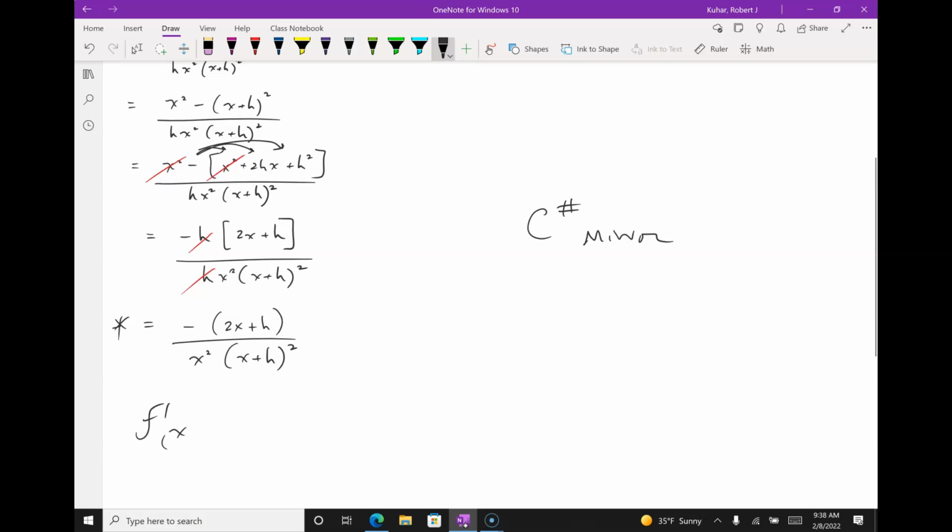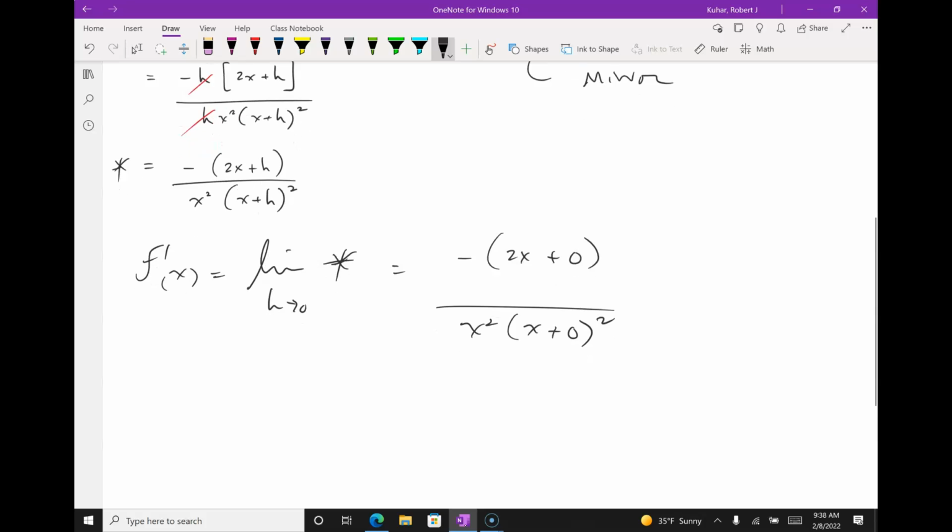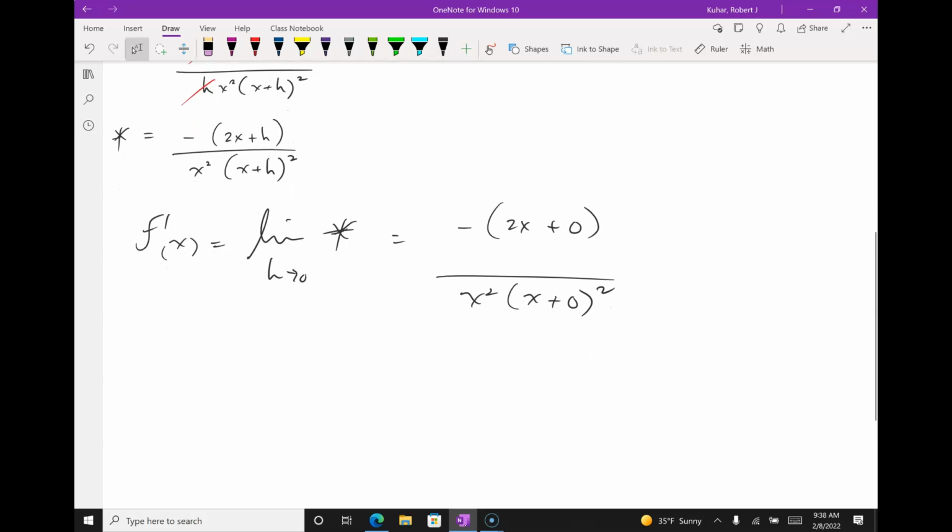Here we go. f prime of x is the limit as h goes to 0 of star, which is negative 2x plus 0 over x squared times quantity x plus 0 squared. Everybody with me there? Notice that when I plug in the 0, I'm no longer writing limit, right? I'm taking the limit of a function, and I know now I can plug in, so I'm no longer taking a limit. I'm at the point. I'm at the bullseye.